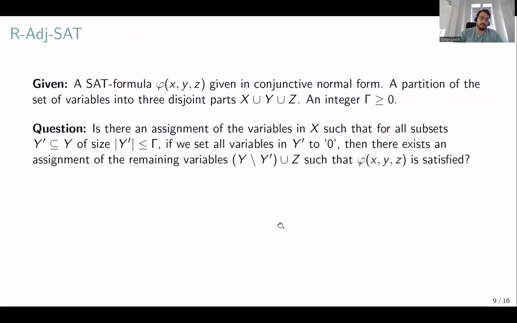So for all other results, which are hardness results, we developed a technical tool and showed hardness for a robust, adjustable version of satisfiability. And I want to explain this problem quickly because I think it can be used to show hardness of many more problems and could be useful in general. So let me quickly try to explain what kind of problem I mean here. We say a SAT formula phi with 3 types of variables, x, y, and z. So we are looking at the standard satisfiability formula, and we split up the variables into 3 groups, x, y, and z. And we assume that it's given in conjunctive normal form.